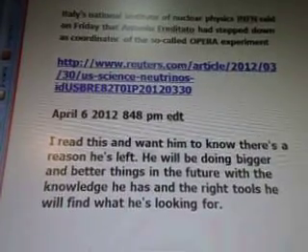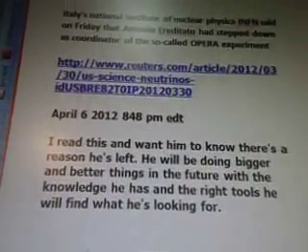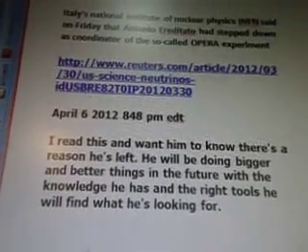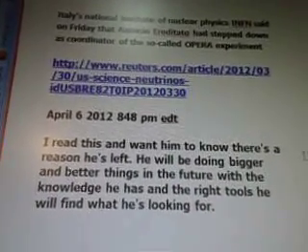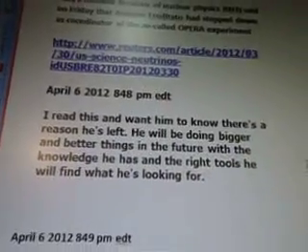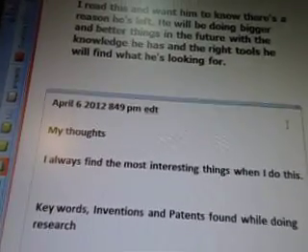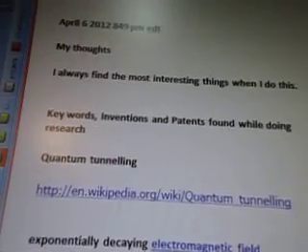I read this and want him to know, this is a message for Antonio. There's a reason he's left. He will be doing bigger and better things in the future with the knowledge he has and the right tools. He will find what he's looking for. That's what came to me when I read it. So you can give him that message. April 6, 2012, my thoughts.